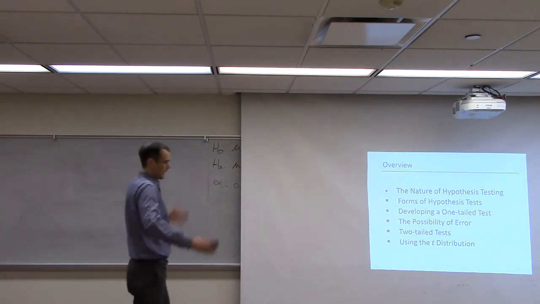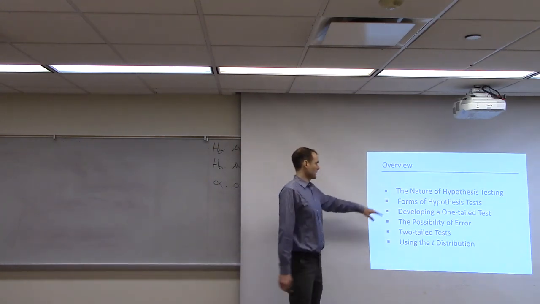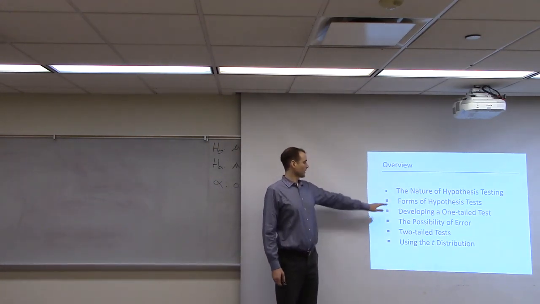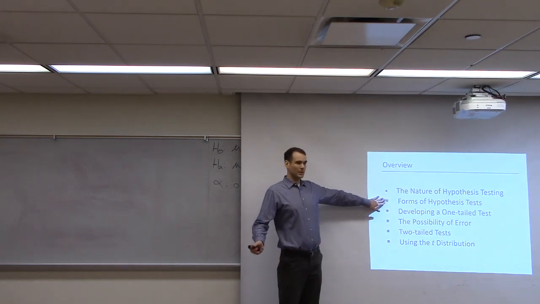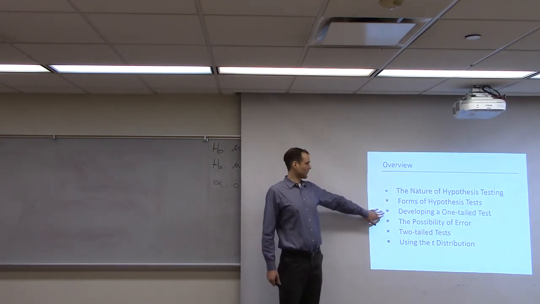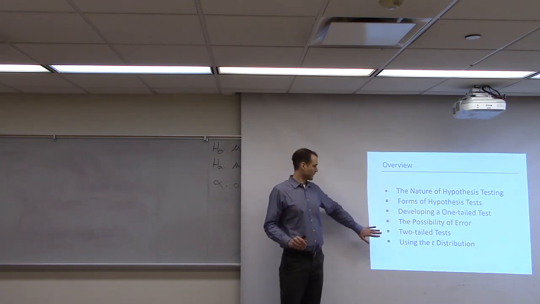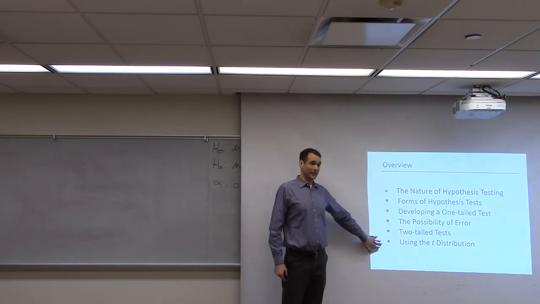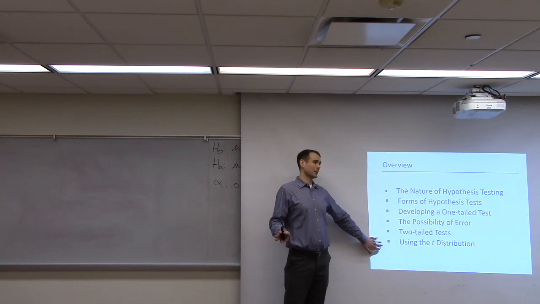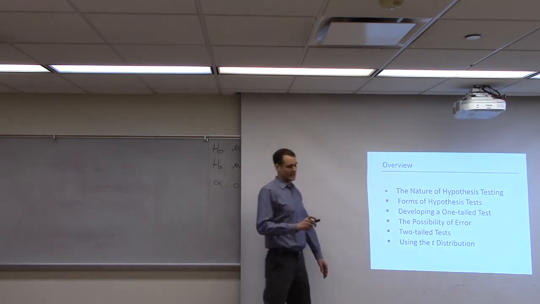Okay, the nature of hypothesis testing, that's just how we set it up. Forms, one-tail, two-tail, developing our one-tail test, those details. The possibility of error, that's the one thing we haven't really defined. Type 1 errors and type 2 errors, we'll just go over that. How we set up two-tailed tests, and of course we ended with using the t-distribution, because in the real world we're not given certain things, so we use the t-distribution.